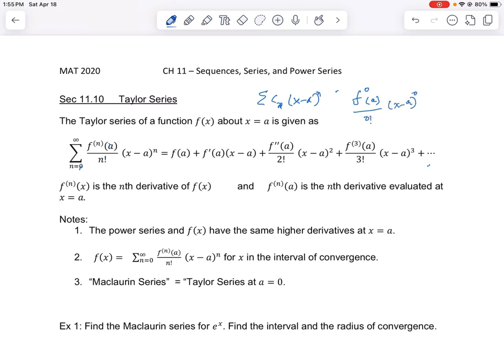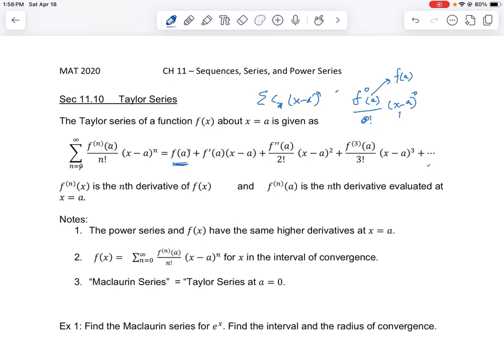Now the 0 derivative means no derivative, which means f of a. We just plug a into the function. So that is the first term, and then 0 factorial is 1, so this quantity just gives me f of a. x minus a to the 0 is 1. So we just get f of a. So this is the first value.